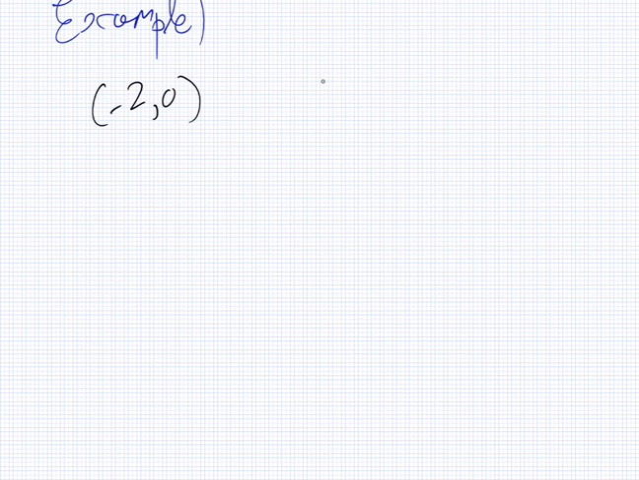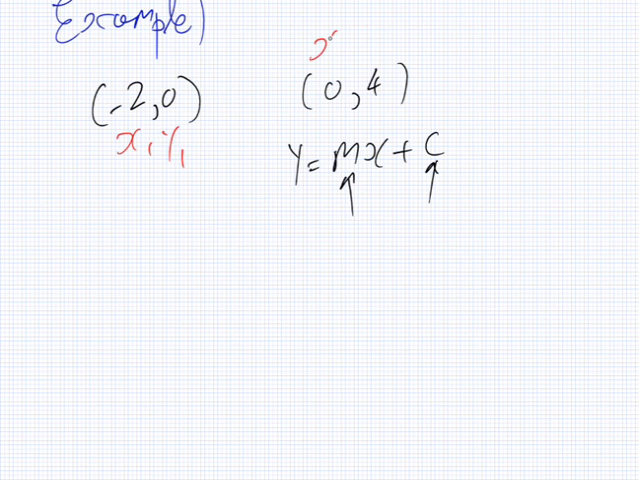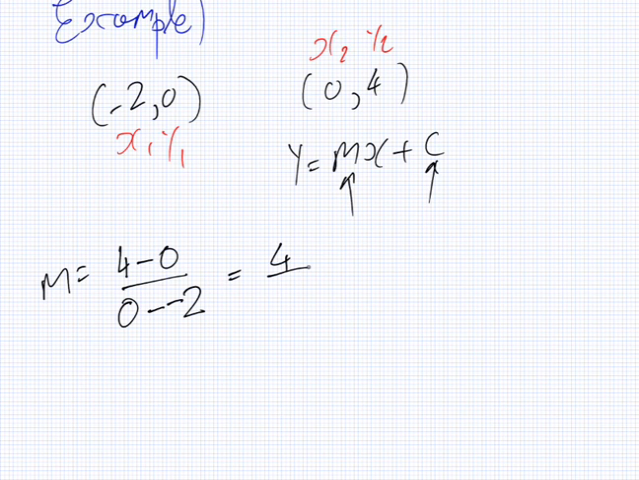Very good. And what about the y-intercept? What's the second point? 0, 4. If I want the equation of a line, I need to find the m and the c. How can I find the m? Yes, I can just use my formula, remember? So, what's the formula? M equals y2 minus y1 over x2 minus x1. So here would be 4 over 2, so it's 2.